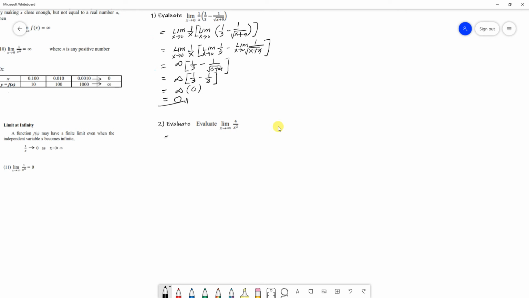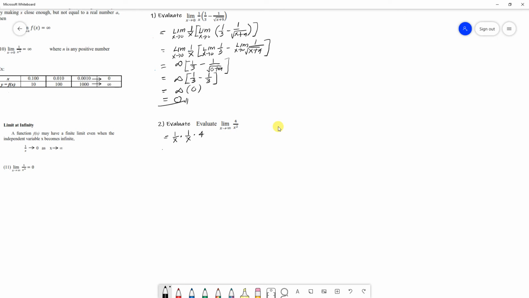Yung 4 over x squared can be written as pwedeng 1 over x times 1 over x times 4. So, ganyan ang pwedeng mangyari. So, this is the same as 4 over x squared.